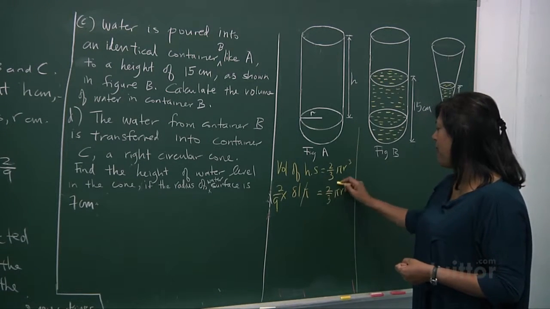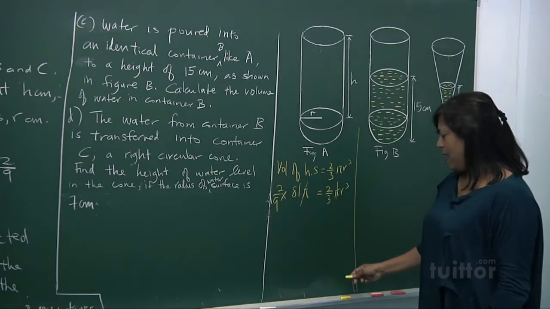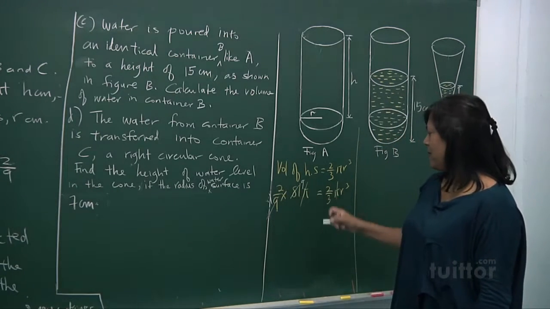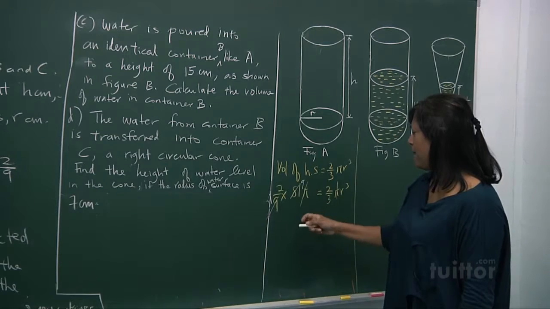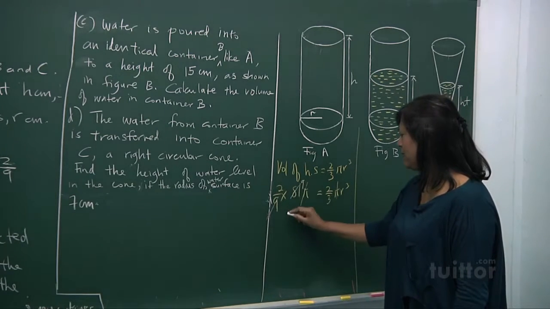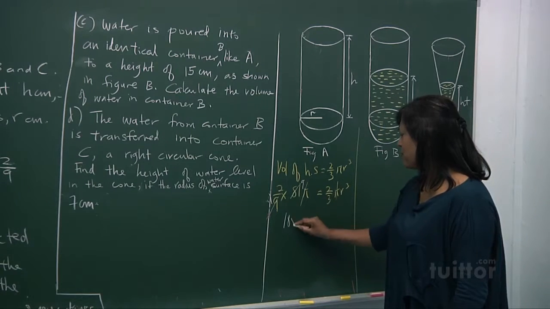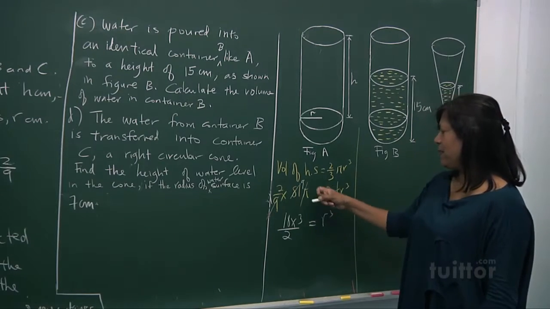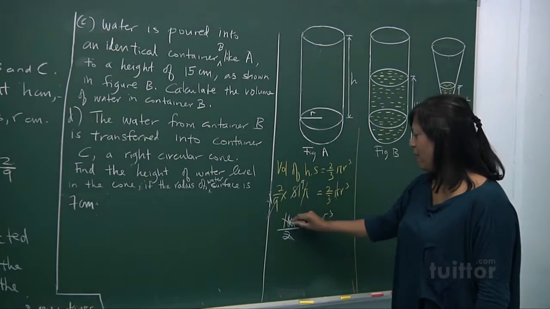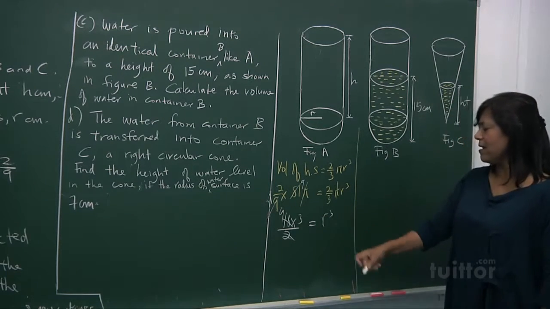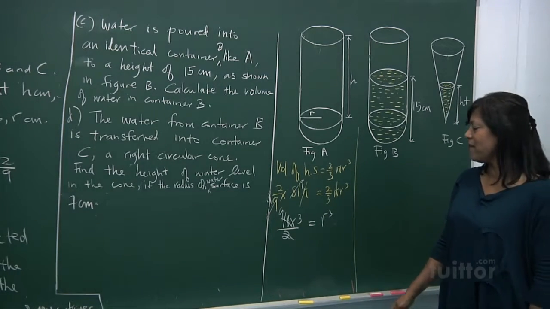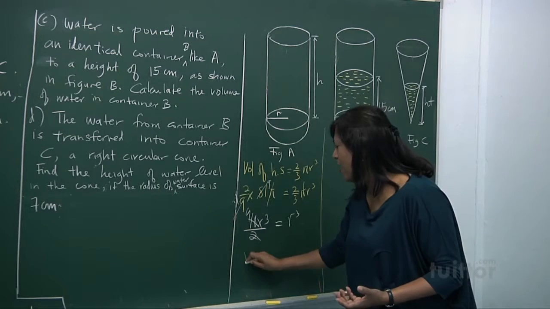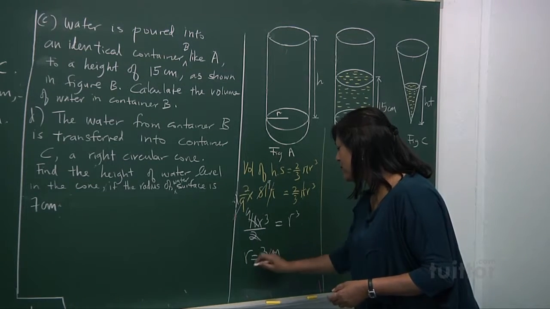Now you can cancel the pi off when you bring it down. And you can cancel the 9 and the 81, you get a 9. The 2, when you come here, is gone. Let's look at it as 18 times 3 divided by 2, and you get your r cubed. Bring the 3 up, bring the 2 down, cancel it off and you get 9. 9 times 3 is 27. 27 is equal to r cubed. So your r will be the cube root, and that will be 3 cm.